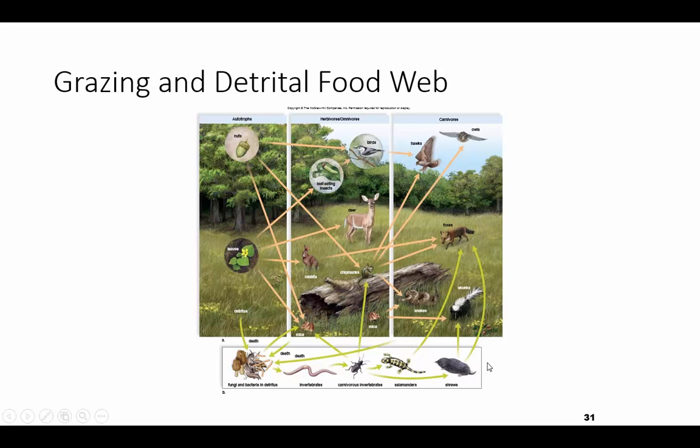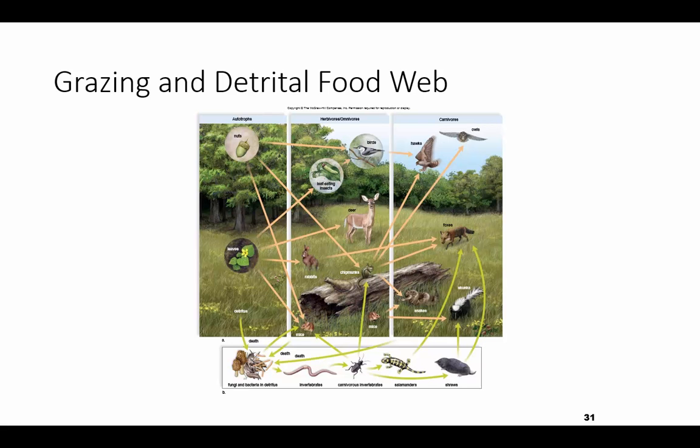Here you can see how they're connected. It's showing down at the bottom the detrital food web. You've got fungi and bacteria in your detritus. And when these other organisms die, they're going to start to work. And then that will be food for invertebrates and carnivorous invertebrates and salamanders and shrews. And then the shrew gets eaten by the skunk.